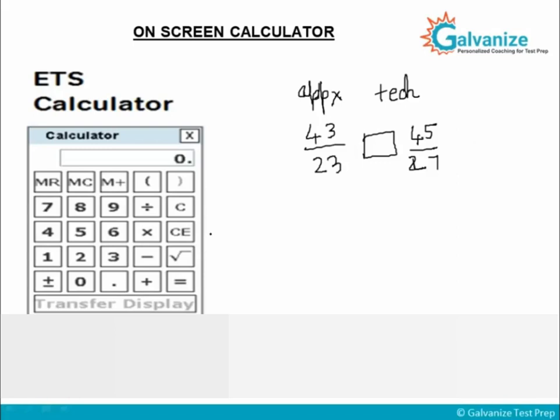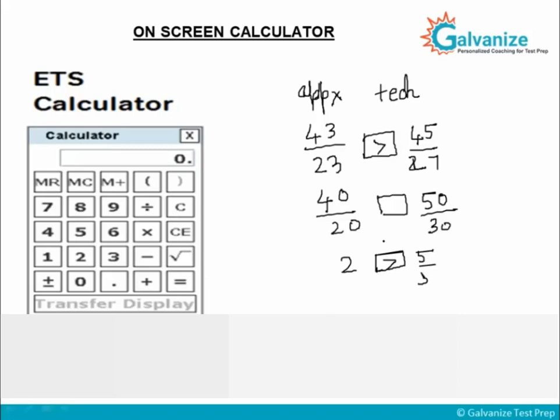If you take the on-screen calculator, plugging this in, your entire 3 minutes will be gone just to open it and plug in the numbers. So where will be the time for you to write the answer there? So go for an analytical approach here, that is, go for approximations. I'm going to approximate it to the nearest tens here. That will be 40 by 20, and then approximate to the nearest tens here, 50 by 30. So this is 2, and then 5 by 3. You know which one is greater here? 2 is greater. 43 by 23 is greater than 45 by 27. Very simple approximation techniques. Very, very important.